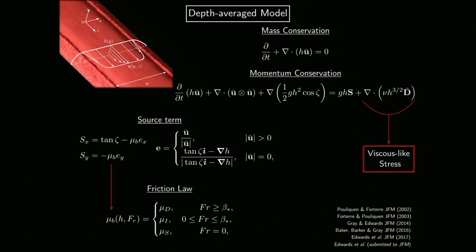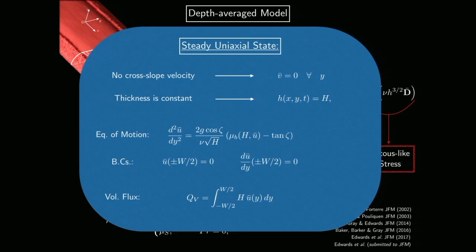The other crucial ingredient for the modeling is the viscous-like stress, which is kind of neglected in many of the avalanche models, but here will be very crucial to set the channel width. I'm not going into too much detail in the math, but I want to mention some characteristics of the steady state. So let's take a look.